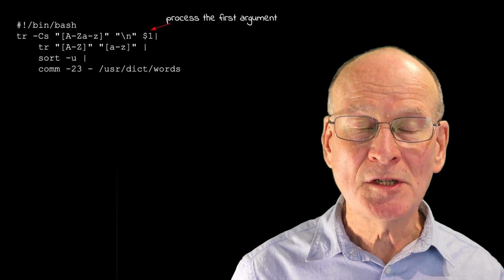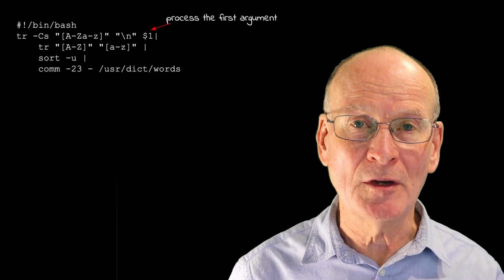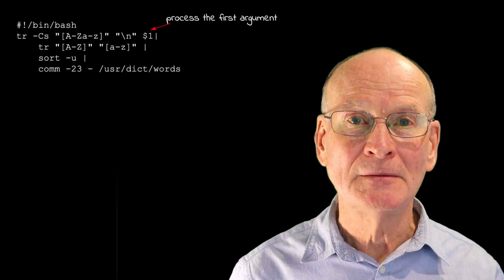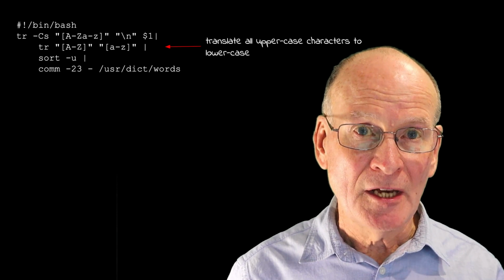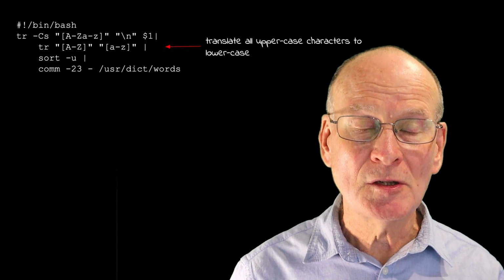And it's using $1, which is the first argument for the shell script. So that's the file we're going to be doing the spell checking on. The next line translates all the uppercase alphabetics, A to Z, to lowercase alphabetics.